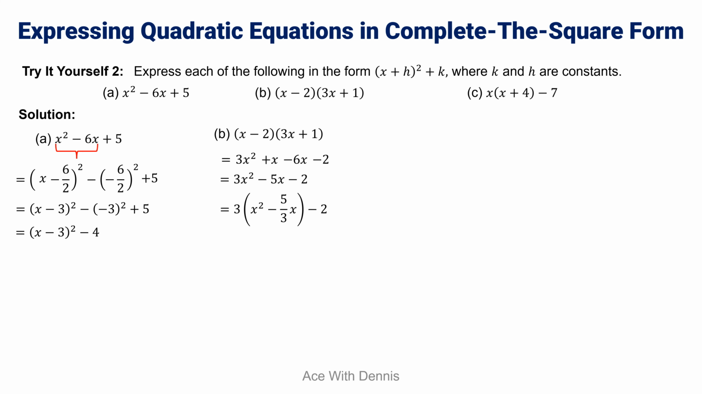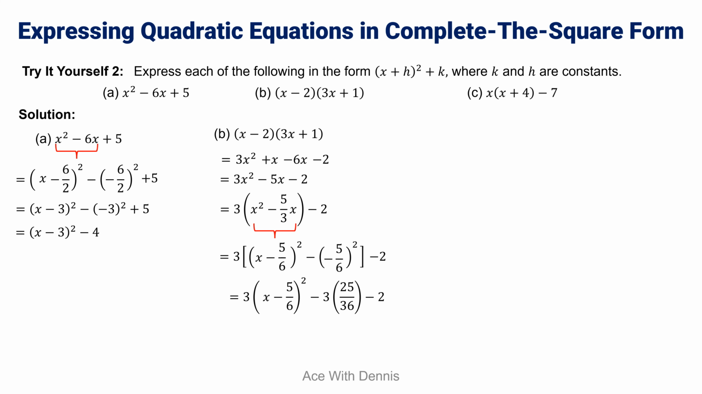Next, we can perform the completing the square, which it becomes 3, then bracket. So we have two brackets here. So the big bracket square minus the small bracket square, and copy the constant at the back, minus 2. So for the first bracket, I will fill up with x minus 5 over 6, and the second bracket, it will be negative 5 over 6.